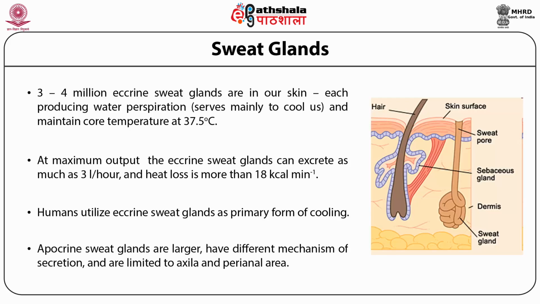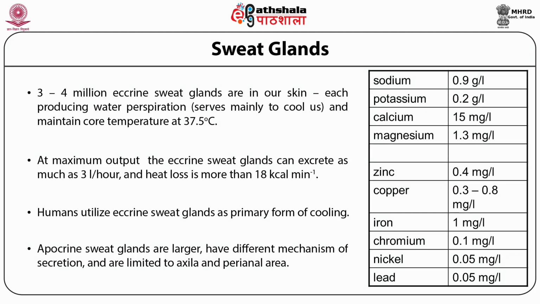The composition of the sweat primarily consists of macro elements like sodium, potassium, calcium, and magnesium, whereas it also has small amounts of micro elements including zinc, copper, iron, chromium, nickel, and lead.